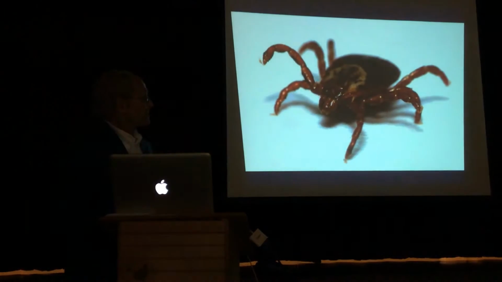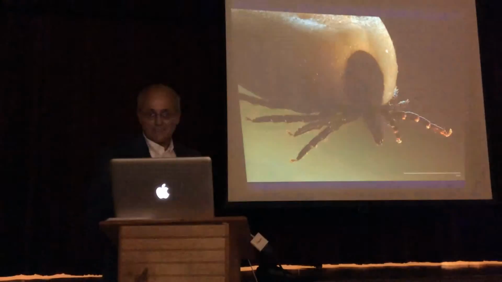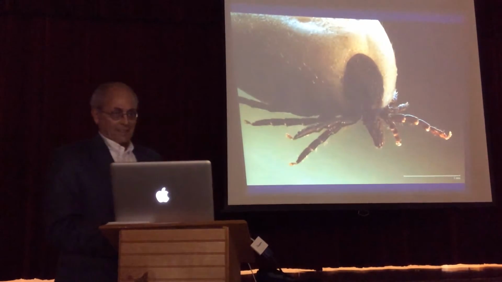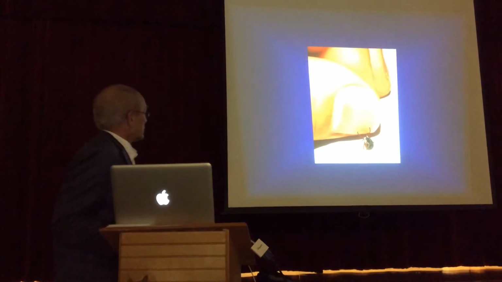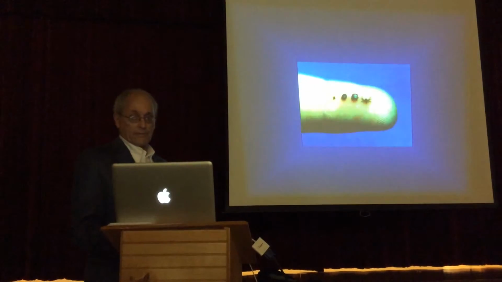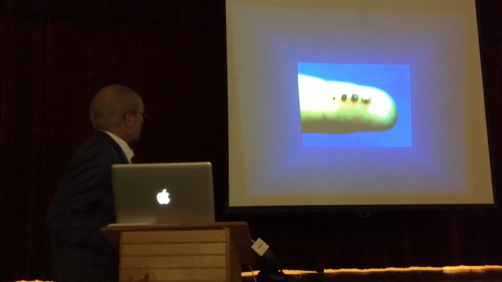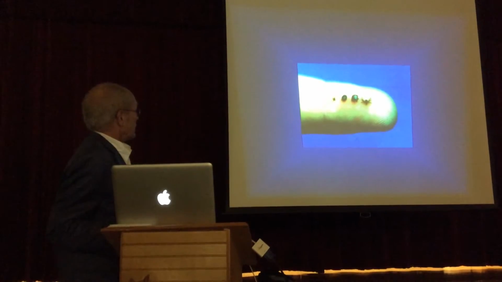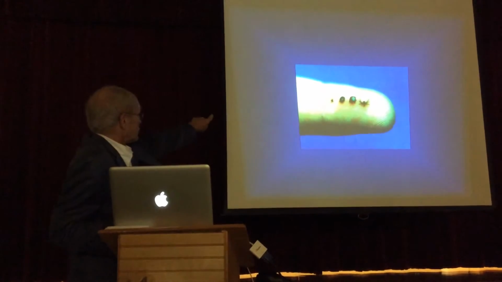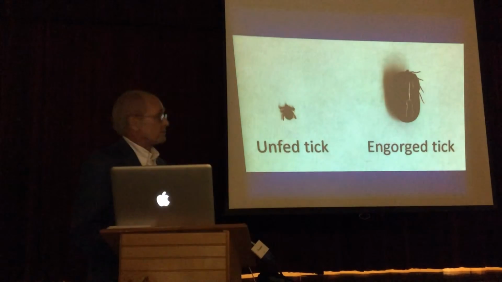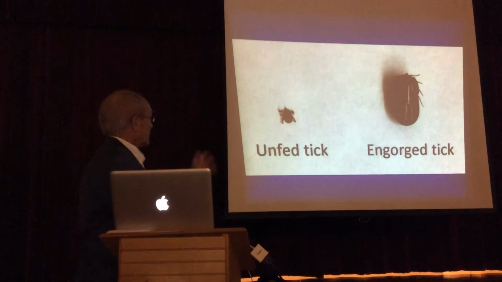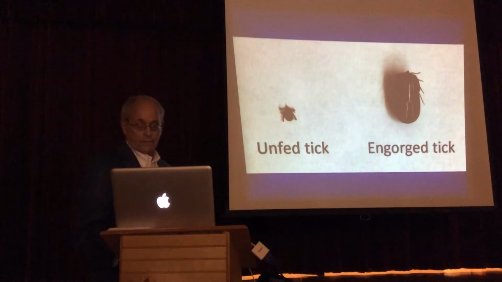This is a picture of a tick. This is another one, mainly on the jaws. This is an adult tick, the size. And this is the nymph, on the proximal crease right there. It's really small. And this is an underfed tick, and this is an engorged tick.